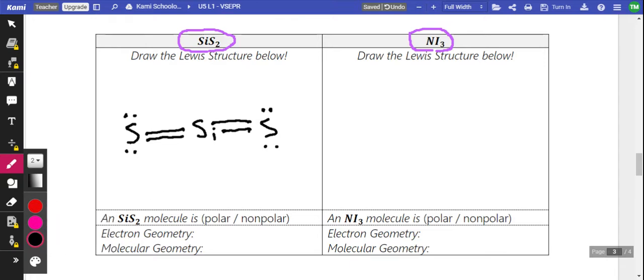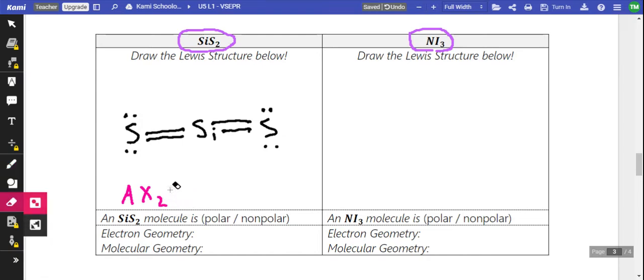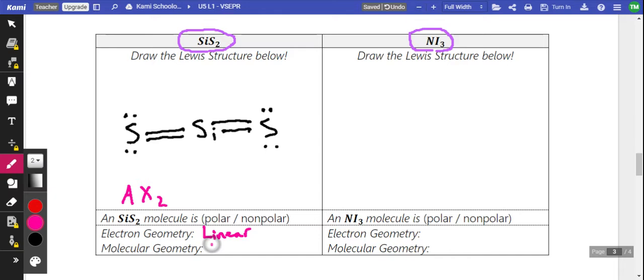Let's start with the electron and molecular geometries. My AX code here is going to be A for my central atom. I've got 2 atoms bonded to it, so an AX2. And then I don't have any lone pairs of electrons left on silicon, so that's going to be E0, or just be left out as AX2. If we go and look this up, it's got an electron geometry of linear with its 2 electron domains. And since both of those electron domains are bonded atoms in this case, it's also got a linear molecular geometry.